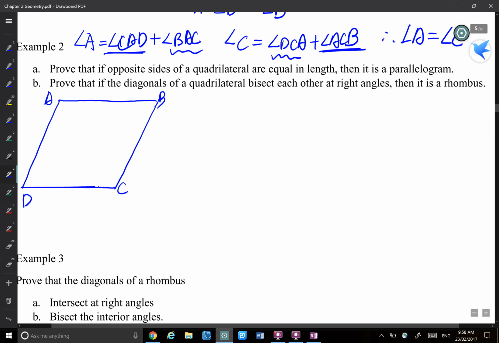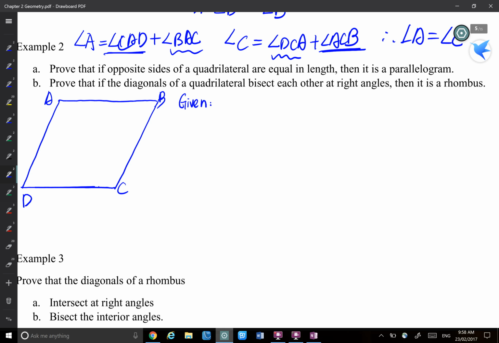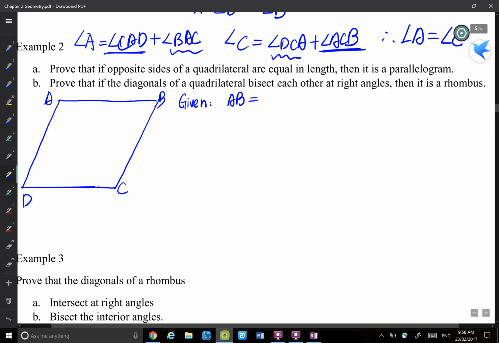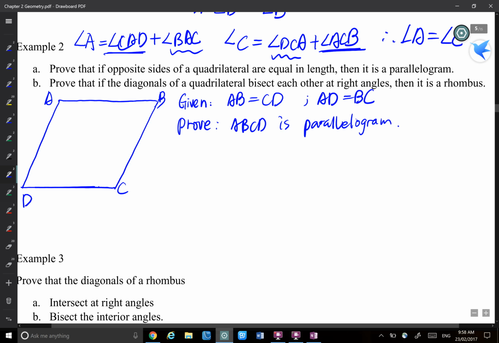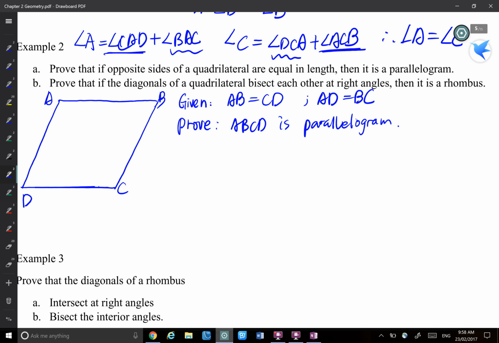Let's say we have ABCD. So what is given this time? It's given that the opposite sides of a quadrilateral are equal. So we know that AB equals CD, and we know that AD equals BC. What I'm trying to do is prove ABCD is a parallelogram.